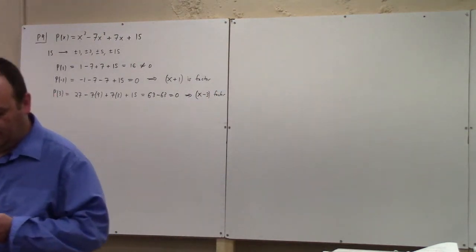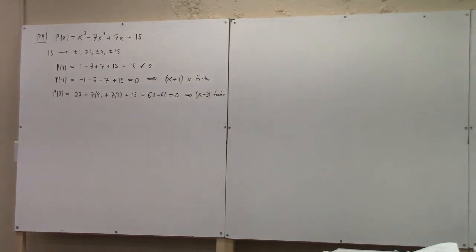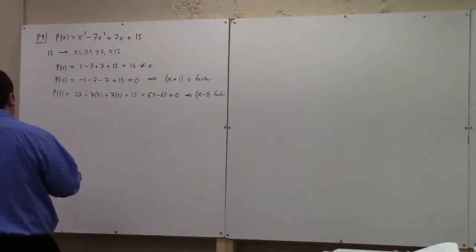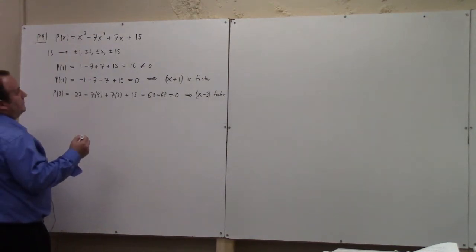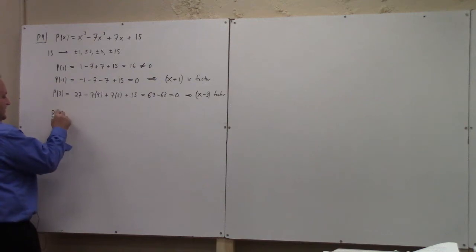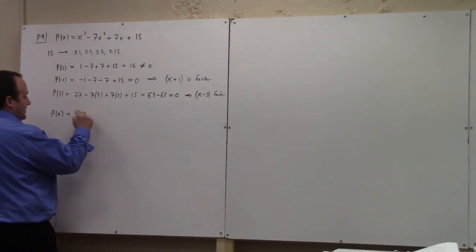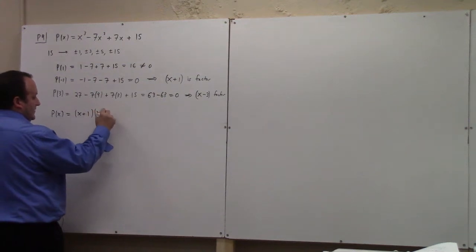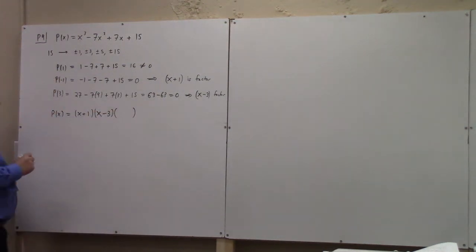And at that point, we could be sneakier. So yeah, it's 0. And if you think about it, if P of x is equal to x plus 1 times x minus 3 times something, what does that something have to be?